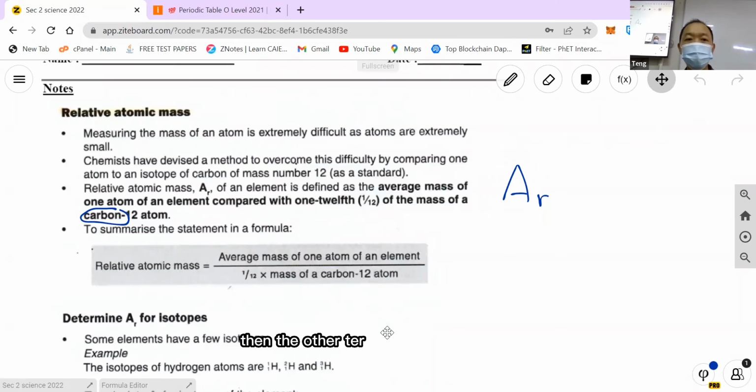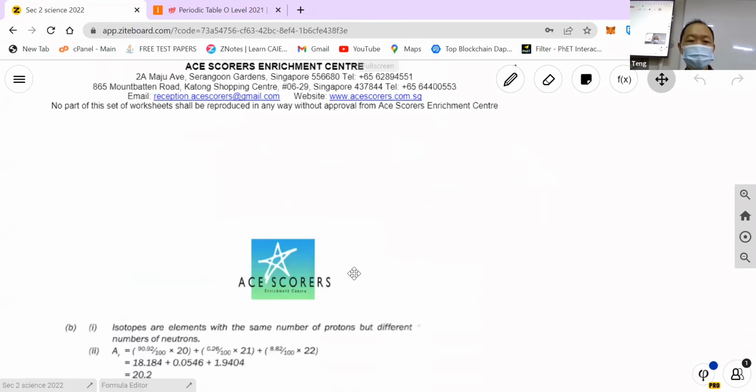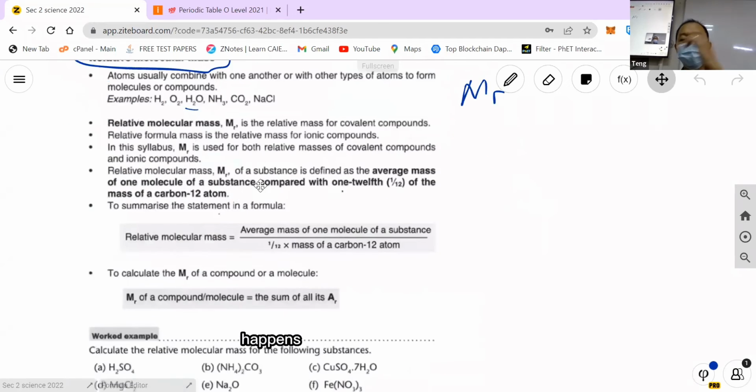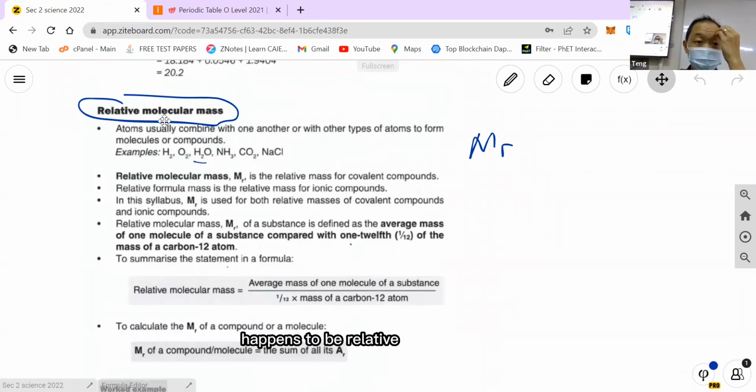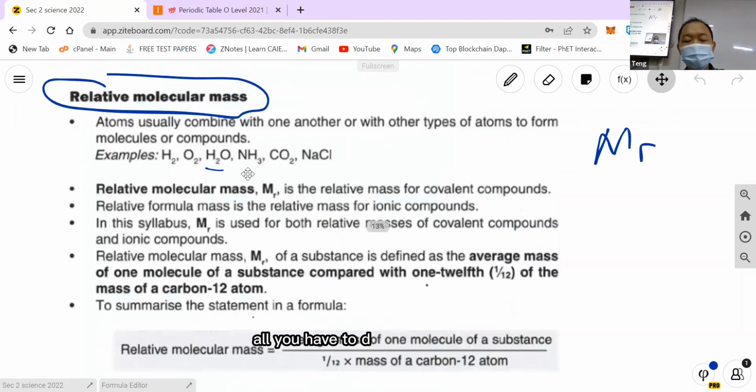Then the other term that we learn is MR. So what is MR? MR happens to be relative molecular mass. All you have to do is to take the AR of the individual atom, just add them together, then you get MR.